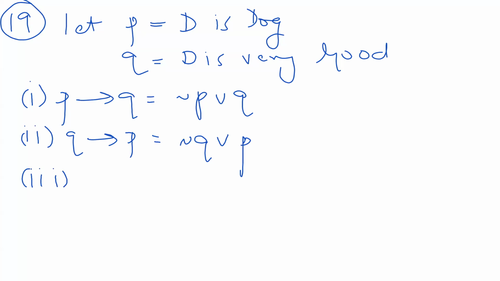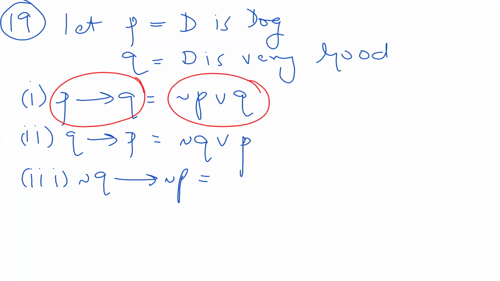Third one, what is the answer for that? Symbolic form. Negation Q implies negation P. Correct. Now, P implies Q, the formula is this. Now, how does this formula get applied? See, implication changes to or, and the first statement gets a negation.